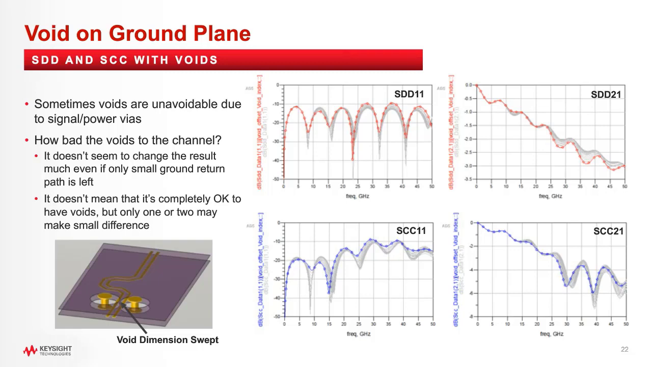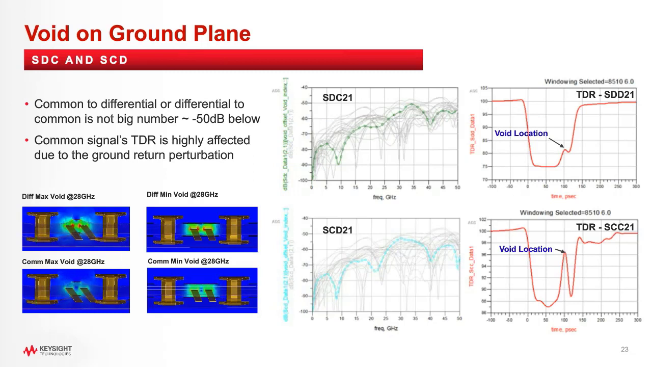However, this doesn't mean that it is perfectly okay to have voids, all right? Actually, the real problem comes when we look at the mode conversions, which are SDC and SCD. Although the absolute number is still pretty low, less than -50 dB in this example, they fluctuate a lot due to disturbance on the ground return path.